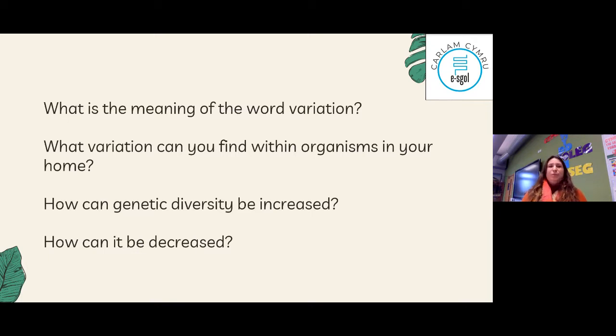So hopefully you know the meaning of the word variation means different. So what differences can you find within organisms in your own home? So for example, just within a classroom setting, you might notice things like hair colour, eye colour, etc. Okay, the nose shape, lip shape, ear shape, and so on that you did when you studied this at GCSE.